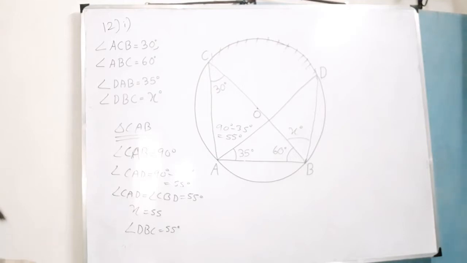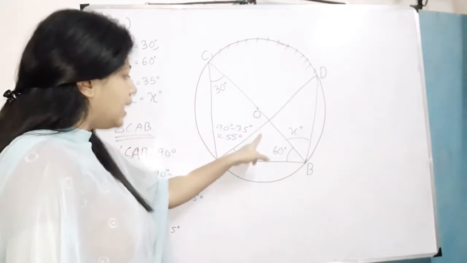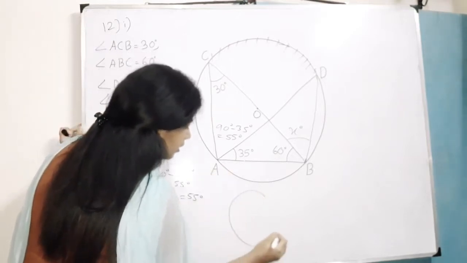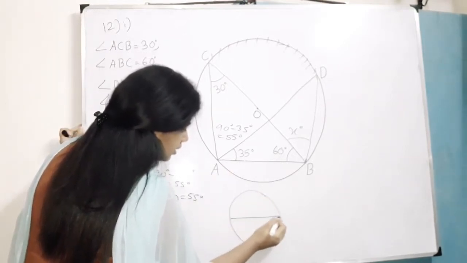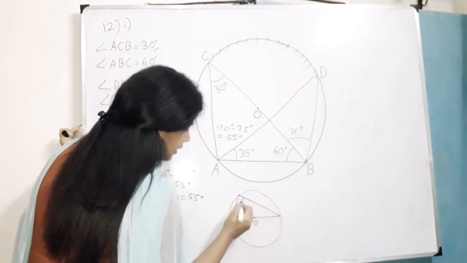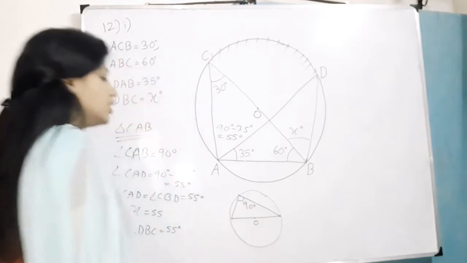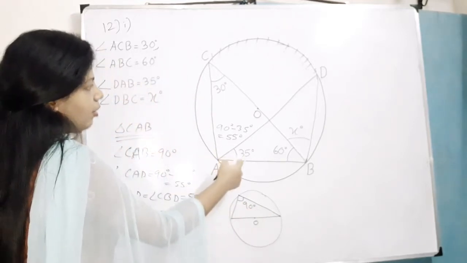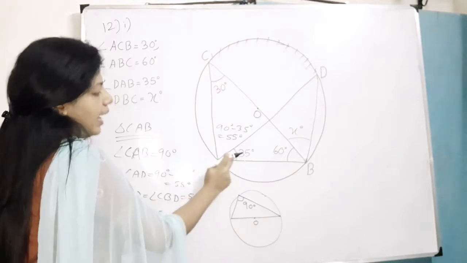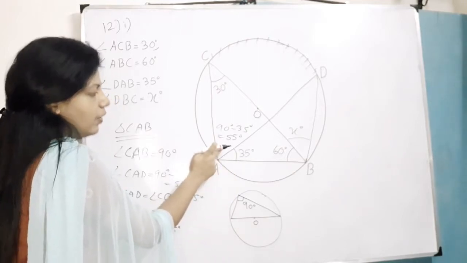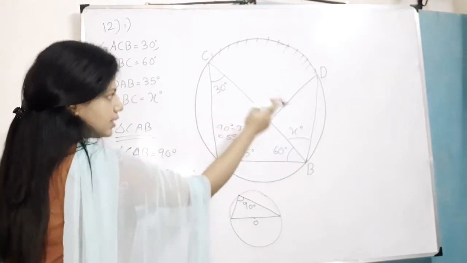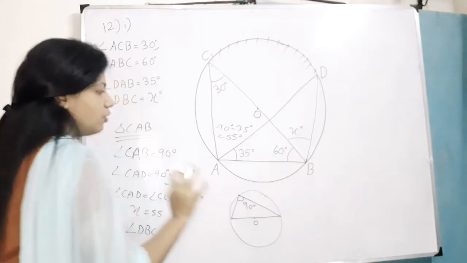I will repeat once more. If this angle is 90 degrees, why? Because we know one theorem: in a circle, with the center, the semicircular angle is 90 degrees. So this one will also be 90 because CB is the diameter here, and since it is 90 and this one is 35, this one is 90 minus 35, 55. Both of them are lying on the same arc CD, that's why that will also be 55 degrees.